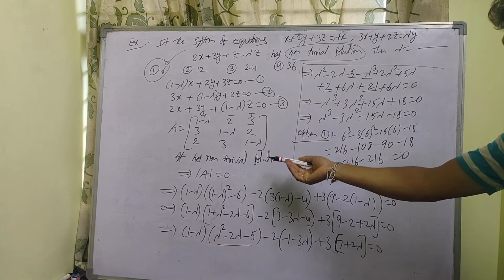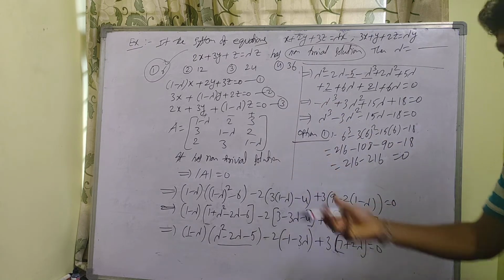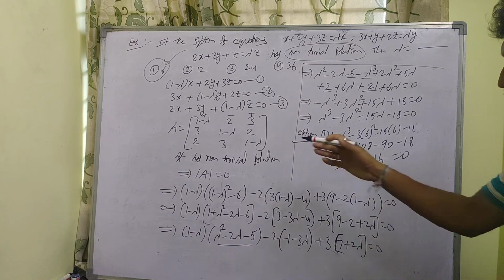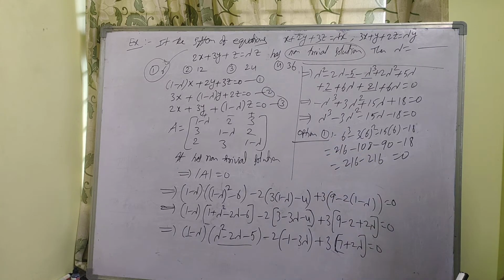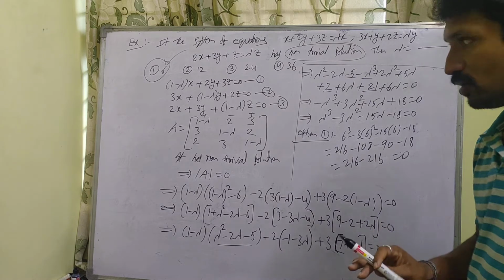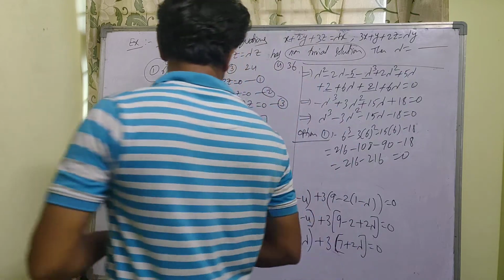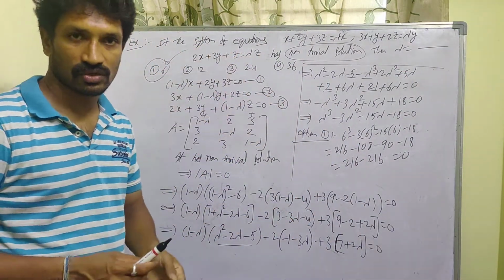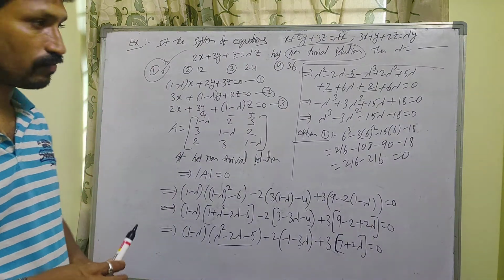We can go through echelon form also, no problem. You get it easily. Sometimes echelon form will be easy, sometimes determinant form is easy. That is your wish. You can go through any way. Okay. So based on homogeneous equations, tomorrow you try to do the problems.